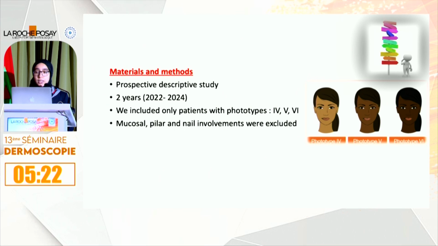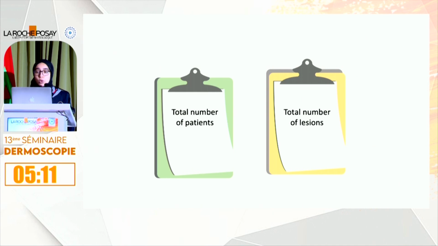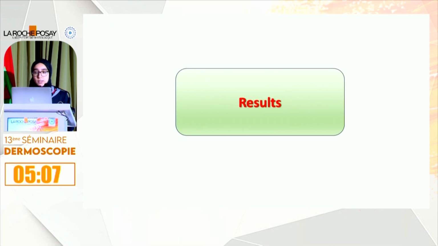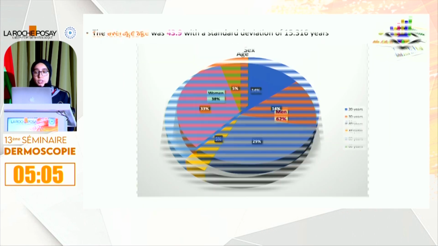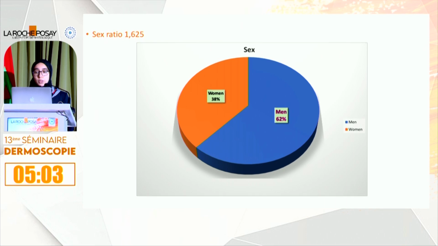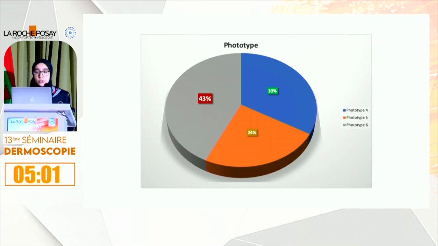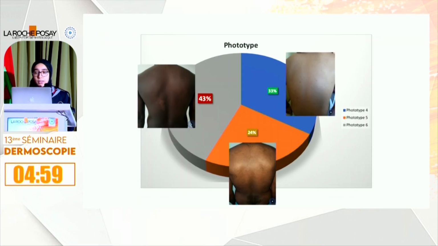It is a prospective descriptive study ongoing for 2 years, where we included only patients of phototypes 4, 5, and 6. However, mucosal, peeler, and nail involvements were excluded. We enrolled a total of 30 patients comprising 160 lesions. The average age was 43, the sex ratio 1.6 with the predominance of men. The leading phototype was 6, followed by 4, and then 5.